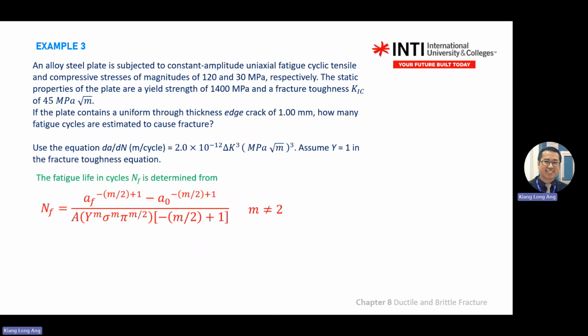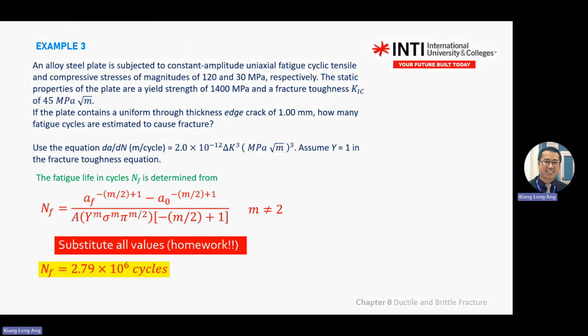And application of this one. Okay. So if this one comes out, sure, I will give you in the appendix or I'll give you in the question. But you have to understand what is AF, A0, and so on. Okay. All right.